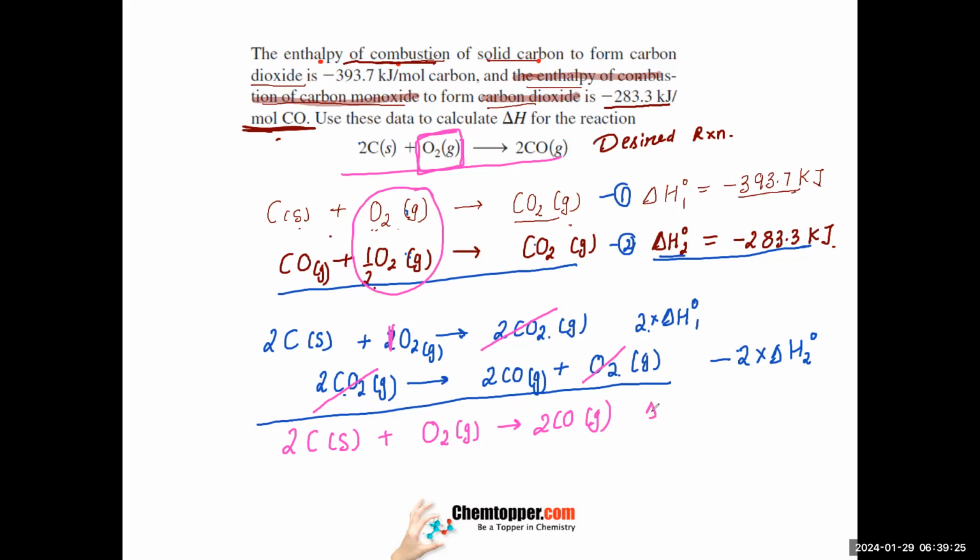And what is delta H naught reaction? It's the sum of these two: 2 times delta H1 naught minus 2 times delta H2 naught. Plug in these values and you will get the answer.